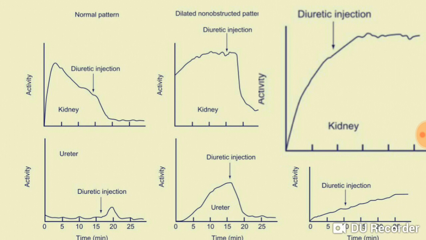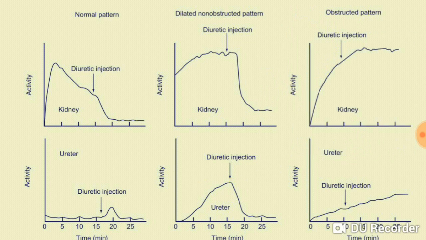But in case of an obstructed pattern, even after the diuretic injection, the kidney excretes more and more dye into the renal pelvis, but it is not excreted. So the activity in the renal pelvis goes on rising. The curve is an upward directed curve after diuretic injection in a pelviureteric junction obstruction. Ureters can also show similar curves, but it is not that important. We are more concerned when the region of interest is the renal pelvis.